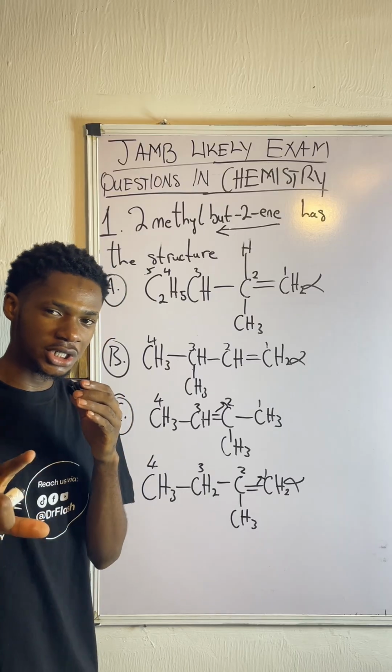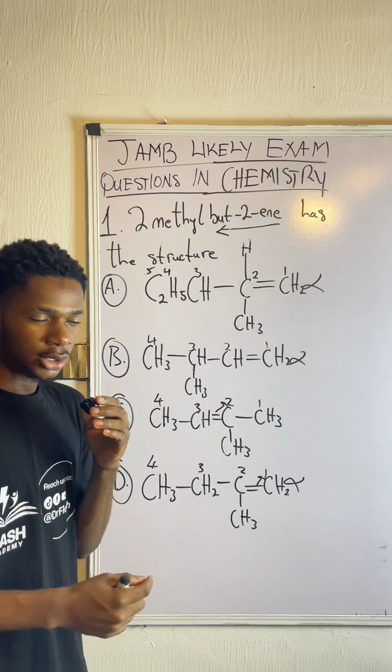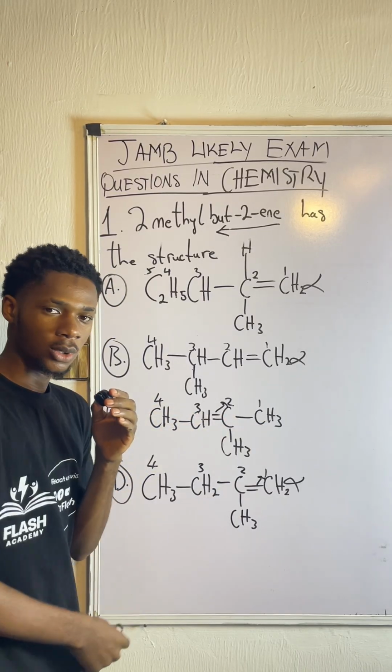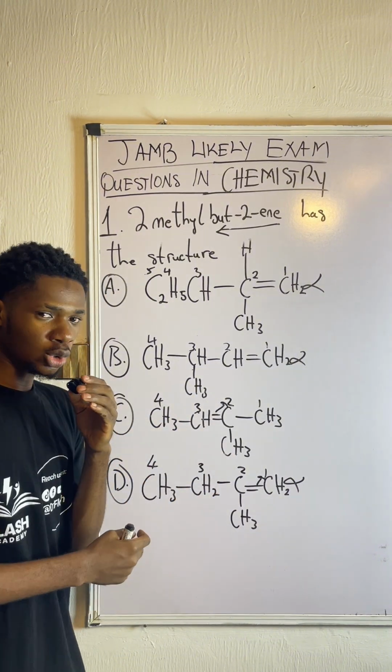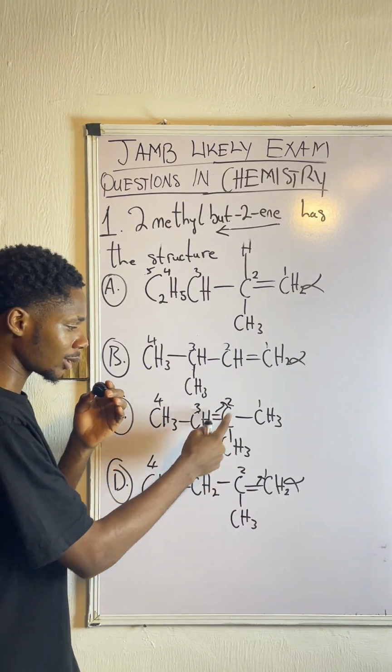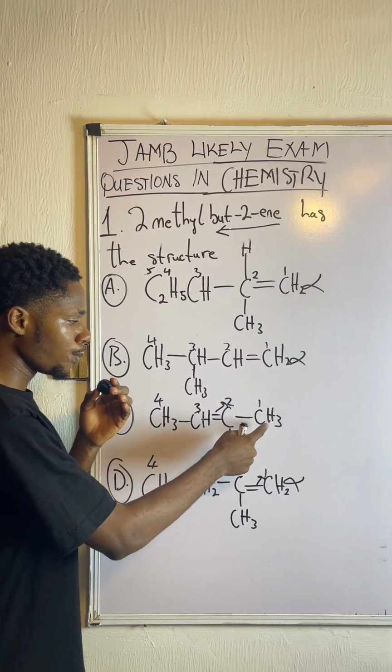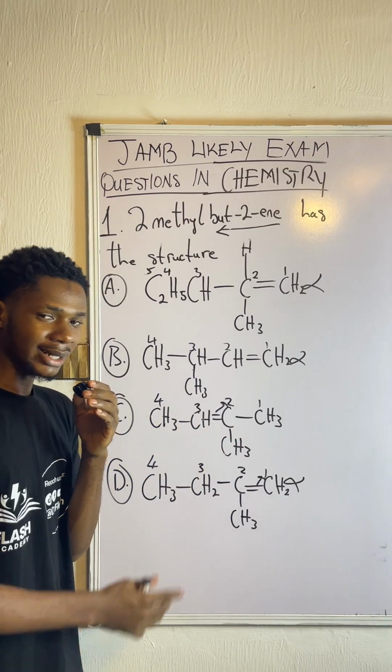Always pick the straight chain, if it is the longest. So we're now having 1, 2, 3, 4. Okay, that is but, and then 2-methyl. So the actual name for this compound belongs to the one given in the question. That is 2-methylbut-2-ene, and that is the correct name.